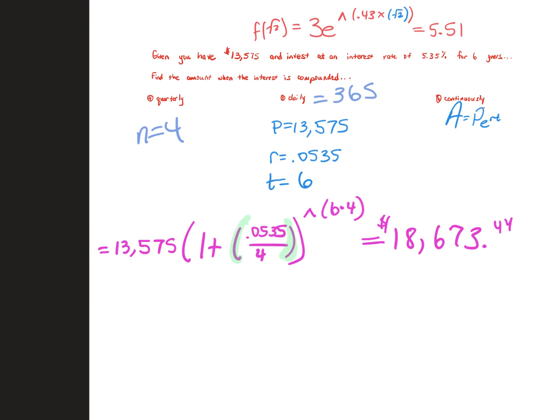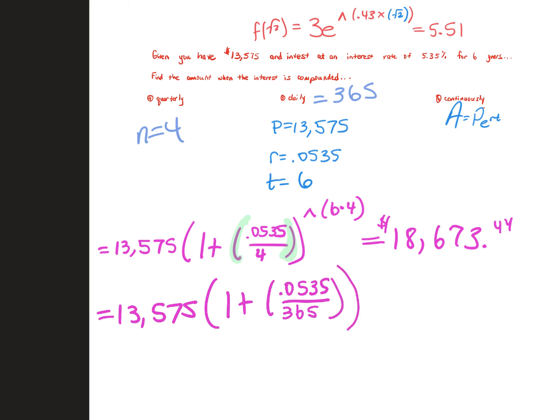Instead of compounding quarterly, I'm going to compound daily. So I have 13,575. I still have the same amount that I put in. I still have my 1 plus. My interest rate stays the same, 0.0535. But instead of 4, what is daily? What number do I use? 365. Good. So remember, close that parenthesis, close the whole parenthesis, and then you have to raise it to the 365 times 6. If you don't put that 365 times 6 in parentheses, you will not get the right answer. But when you do that, ladies and gents, what do you get?